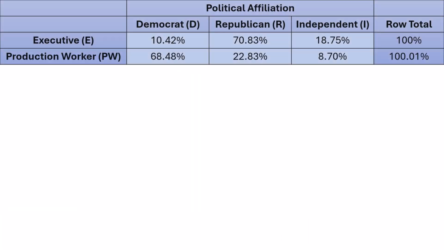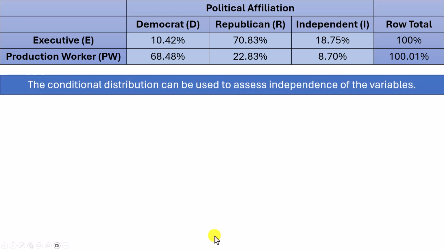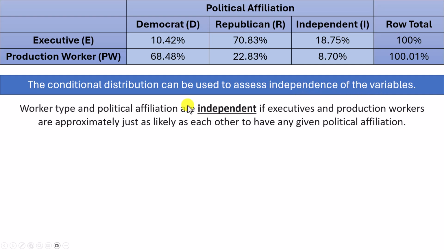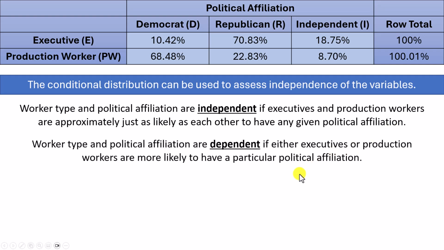Okay, so now that we have the conditional distribution, there's one more thing that we can do. The conditional distribution can be used to assess the independence of the variables. So what does that mean? Well, our two variables, which are worker type and political affiliation, would be considered independent if executives and production workers were approximately just as likely as each other to have any given political affiliation. Worker type and political affiliation would be dependent if either executives or production workers would be more likely than the other to have a particular political affiliation.